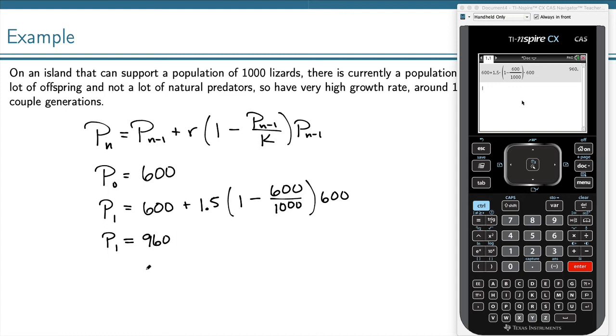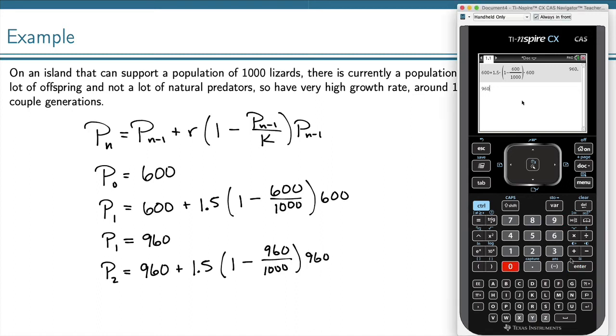We have 960 lizards. Now for our second generation, we plug that in. We have 960 plus 1.5 times 1 minus 960 over 1,000 times the 960. Now we can plug that into our calculator. We'll round this to the nearest whole number since we're talking about the population of lizards. This is about 1,018.